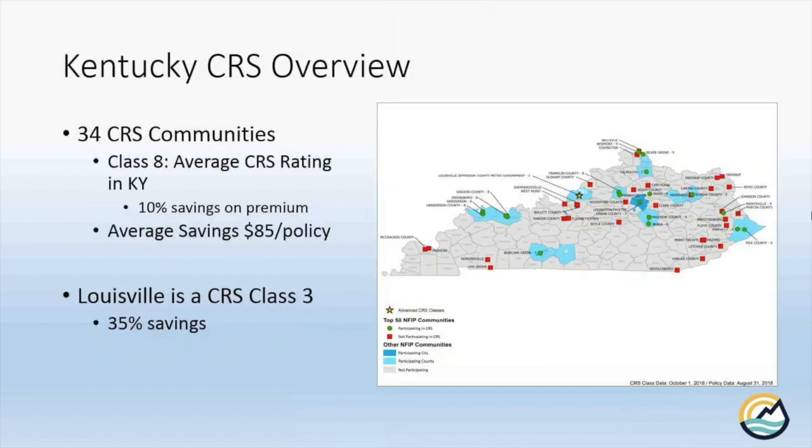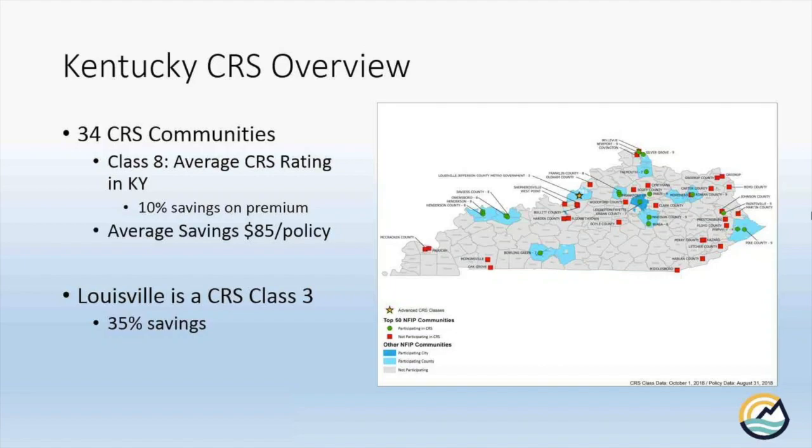In Kentucky, currently we have 34 communities participating in the CRS program. The average rating on those communities is a CRS class 8, which is a 10% savings on flood insurance premiums, which works out to about $85 per policy in those communities. So those people who have flood insurance in those communities just save $85 because of what the community is doing. That homeowner and that property owner has had to do nothing to get that savings. So that's a big benefit when you're talking about, hey, look at this great stuff we're doing for you.